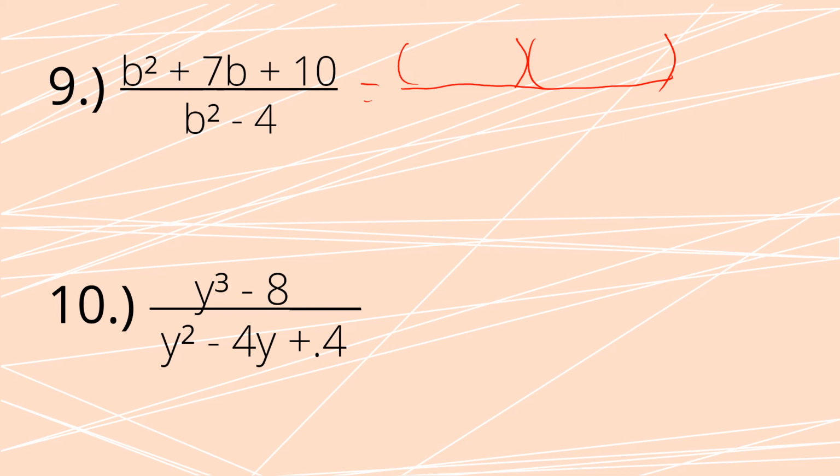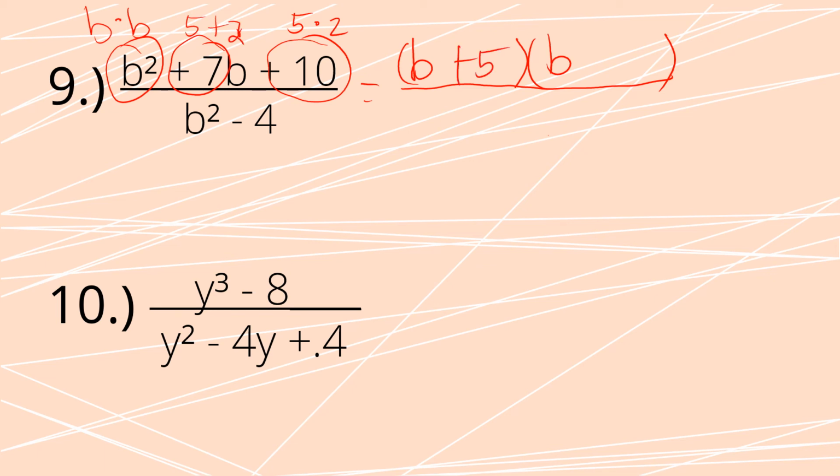So to factor this, for b squared, we know that is b times b. So that will be the first term of our two binomials. And then, ano ba yung dalawang number that when we multiply, you'll get 10, and when we add, you'll get positive 7? Okay, correct, no? So that is 5 and 2, both positive. So that will be b plus 5 and b plus 2.